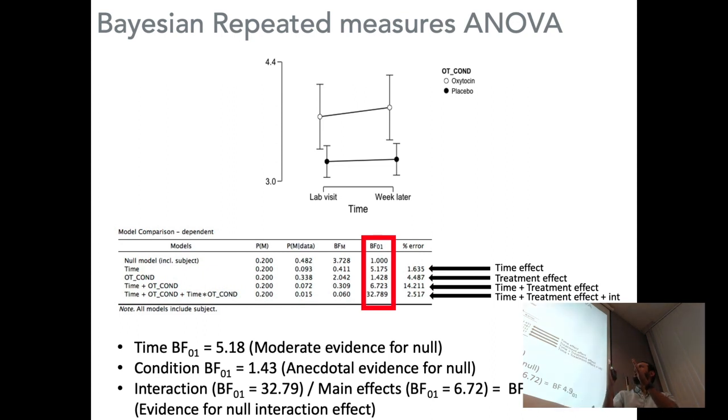We can see for the main effect of time, and you can see this in the plot, which is the second line in the column, there was over 5 times more evidence for the null, which is pretty clear. It looks pretty flat. There was anecdotal evidence for the oxytocin condition, which you can sort of see there because the error bars are quite wide. Then it also combines both main effects into a larger main effect model, which still gives you more evidence for the null hypothesis, and it also looks at the interaction.